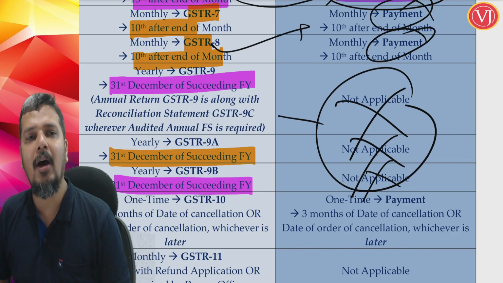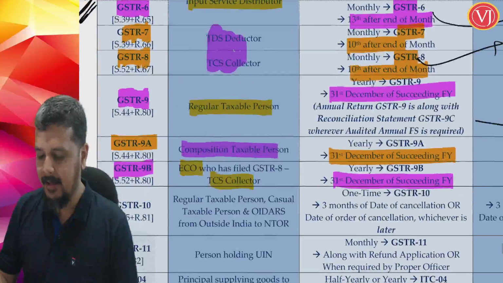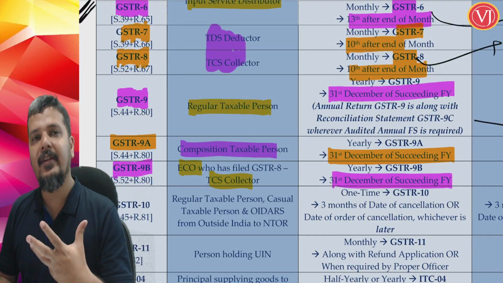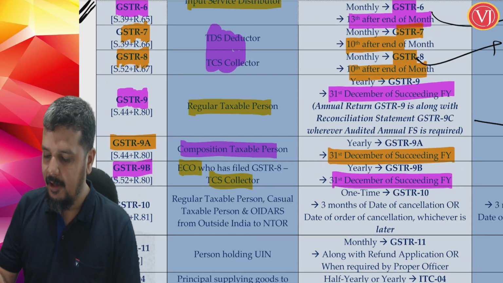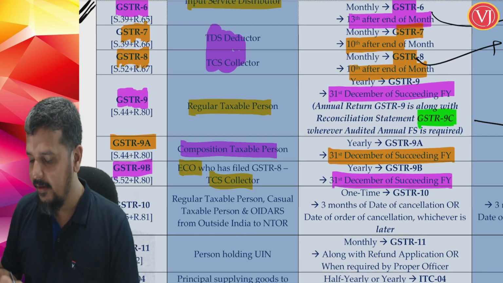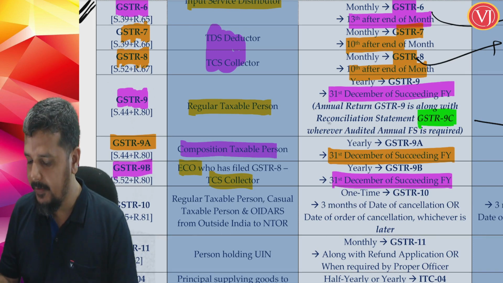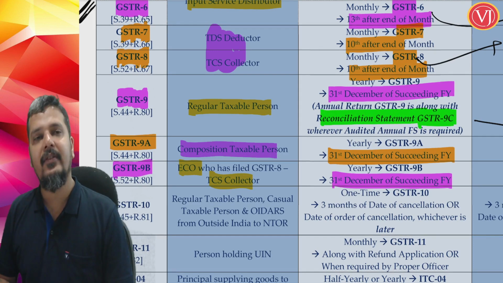Your interest will keep on increasing. Right. Now coming back here, I think we have discussed this. A regular taxable person may be required to file GSTR 9C. GSTR 9 is always there, but he may be required to file a reconciliation statement, GSTR 9C.